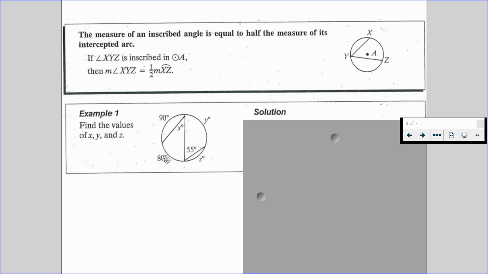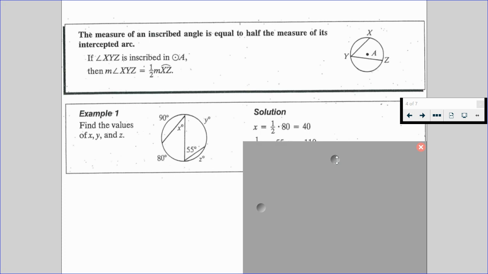We know a circle has a degree measure of 360. One arc's value is 90 degrees, another arc's value is 80 degrees, we have z degrees, and then we have y degrees. We have an inscribed angle with a value of x degrees and another inscribed angle with a value of 55 degrees. So x is going to be equal to half of our arc's measure. Our arc's measure is 80 degrees, therefore half of our arc's measure is going to be 40. For y, we know that half of our arc is equal to our inscribed angle. So we multiply both sides by 2, and we double 55, and we get 110.